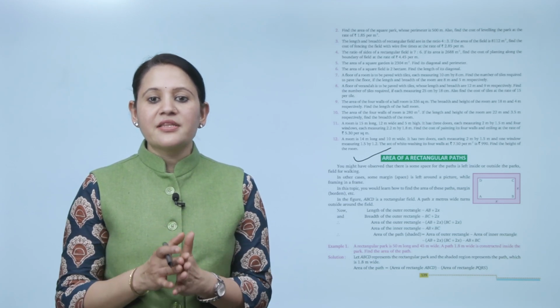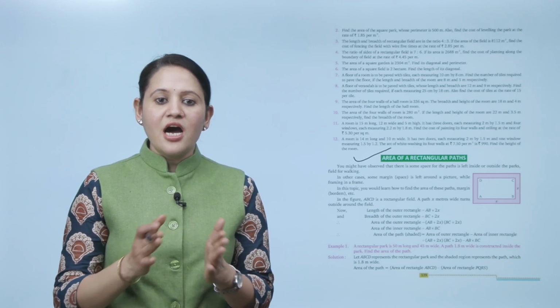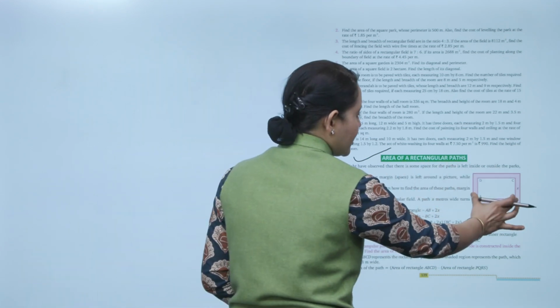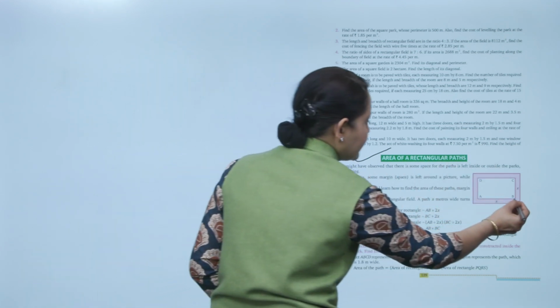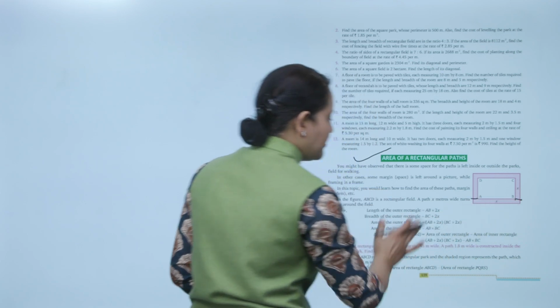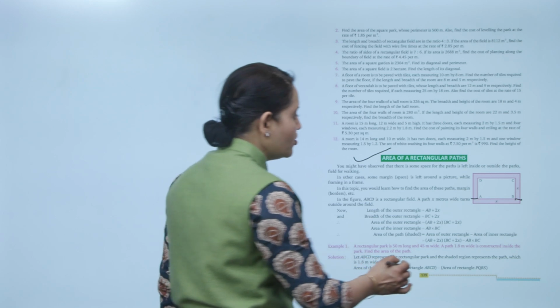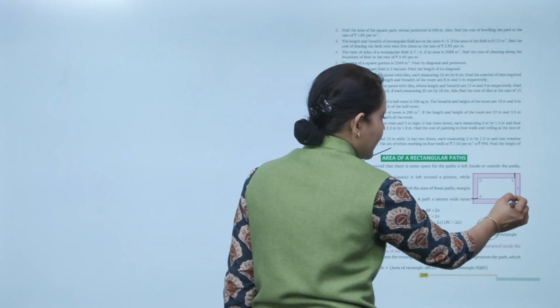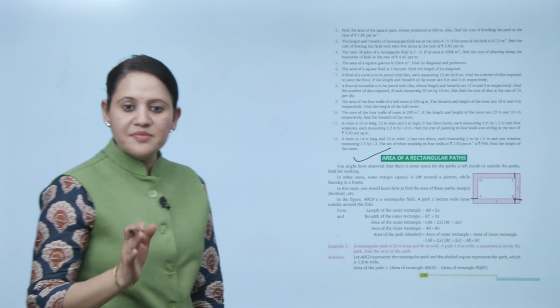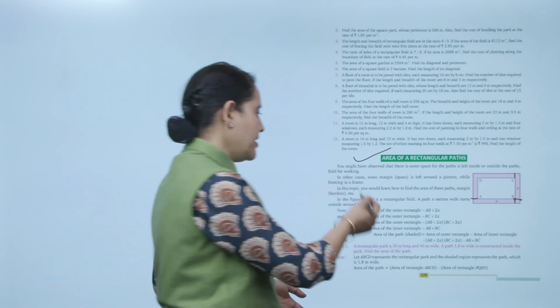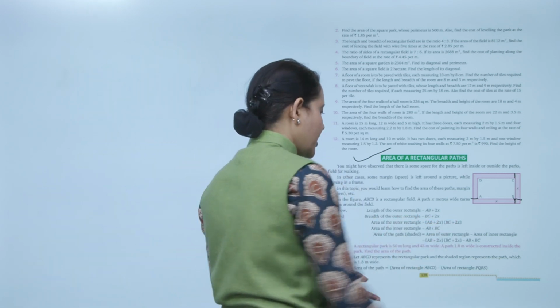In the figure, ABCD is a rectangular field. A path x meter wide runs outside around the field. So now the length of the outer rectangle will become AB plus x on this side and x on this side too, AB plus 2x. Breadth of the outer rectangle equals BC plus x, means BC plus 2x. So area of outer rectangle is AB plus 2x into BC plus 2x.